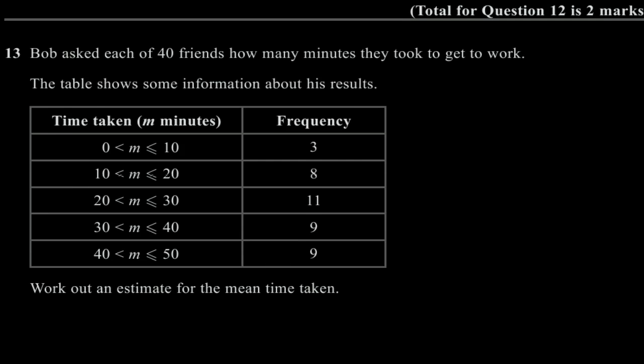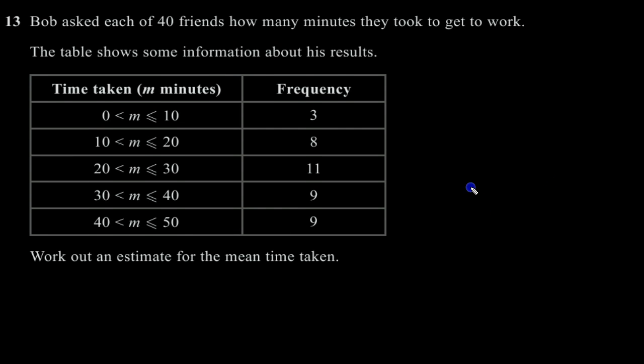Bob asks each of his 40 friends, so the total of the frequencies is 40 here, how many minutes they took to get to work. The table shows some information about his results, and here's the frequency, the number of people, which totals 40. Work out an estimate for the mean time taken. Mean time estimate then.